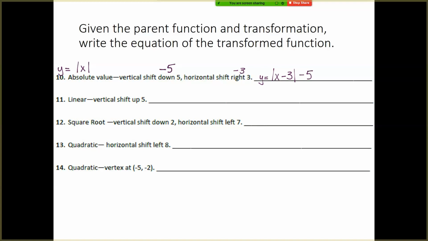For question 11, we're going to start with a linear function. Y equals x is our linear function. And then we want to move it up 5. If I'm moving up, am I going to put a +5 or a -5? +5. In this case, I don't really have any options but to put it out at the end. So if I want to move that up 5, I'm going to take the parent function, I'm going to put the +5 all the way out at the end. So y equals x plus 5.